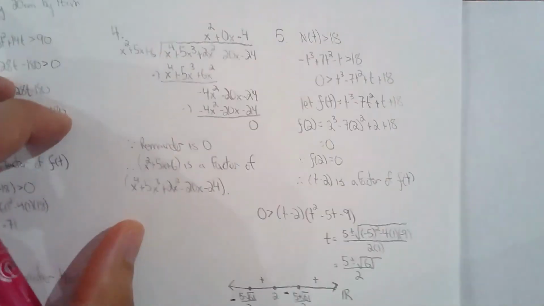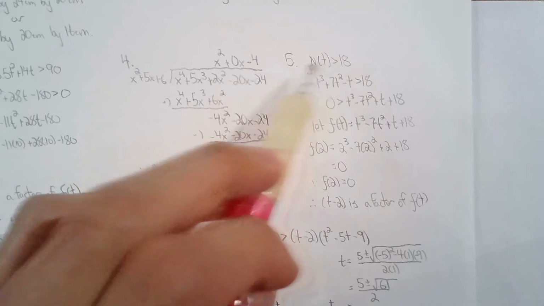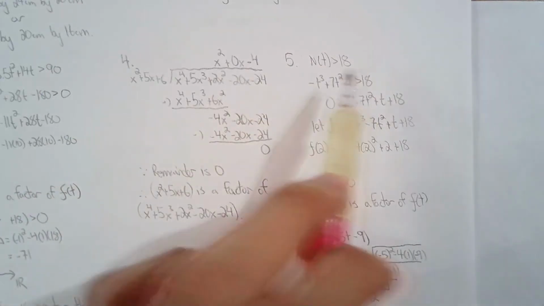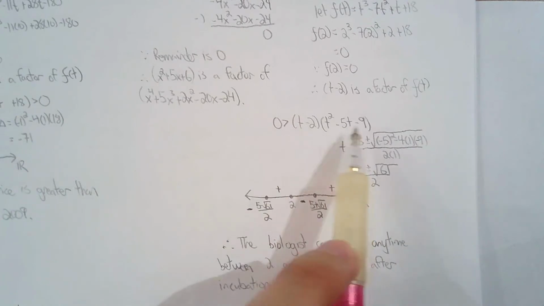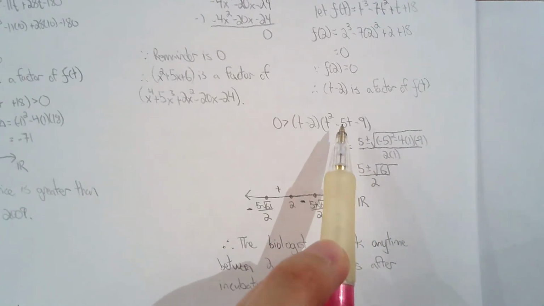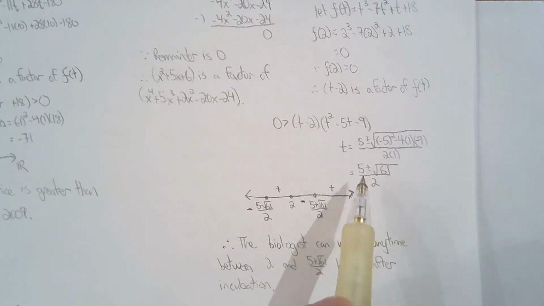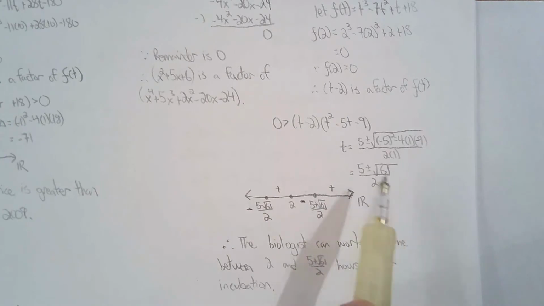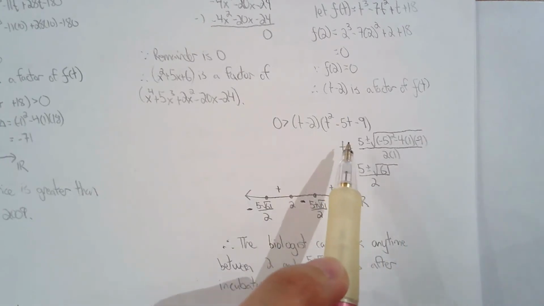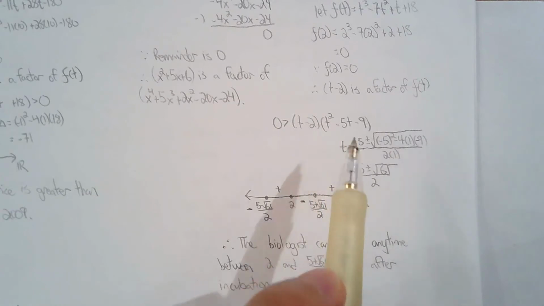Okay, n of t, question 5. So solve the inequality when n of t is greater than 18. So this time, your quadratic factor, you have to use the quadratic formula to solve for the real zeros of the quadratic factor. So really, the problem begins for students when the quadratic factor is not factorable. You really have to investigate.